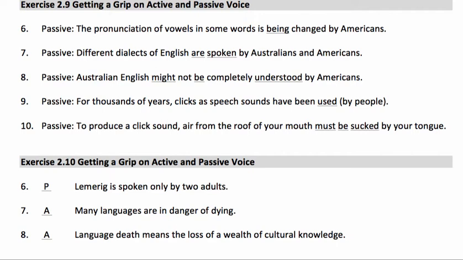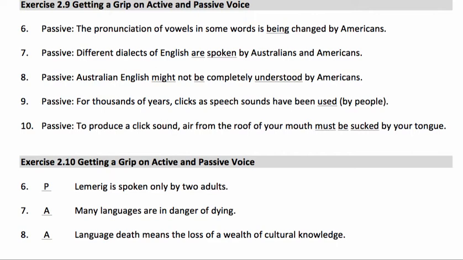Again, when you have this by Americans, by zombies, as we've discussed, when you have the by phrase following the verb, then we have a passive structure. Number 9, again, we have a passive structure. We have been used. So you see used is the participle here. We can insert a by phrase. 10, we have be sucked, must be sucked. So we have the be verb plus a participle.